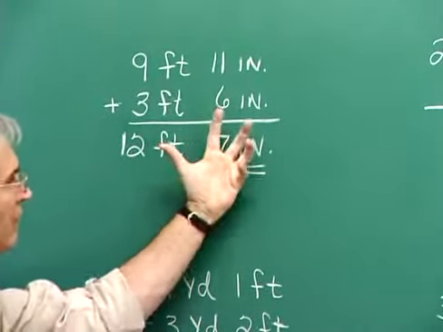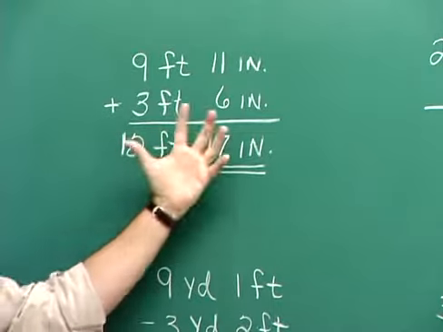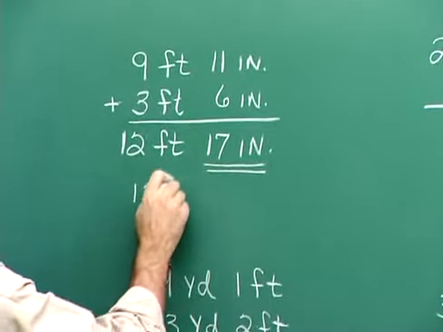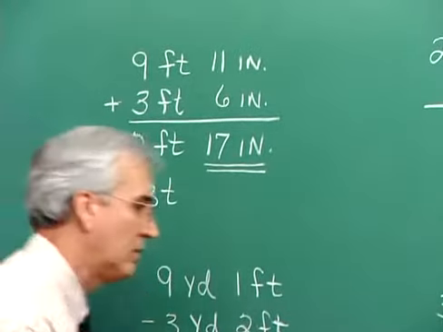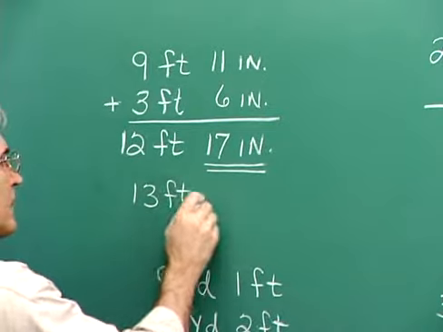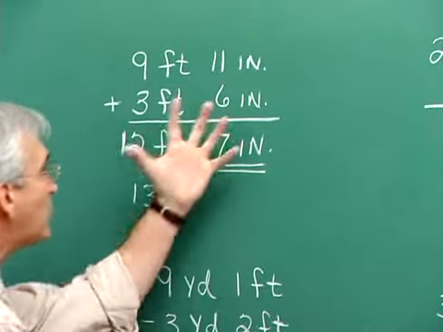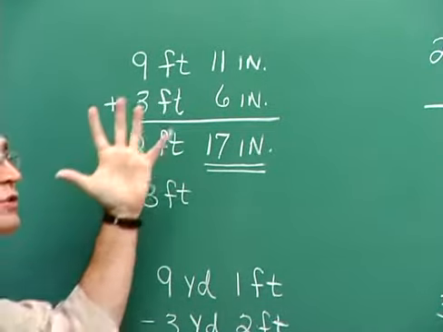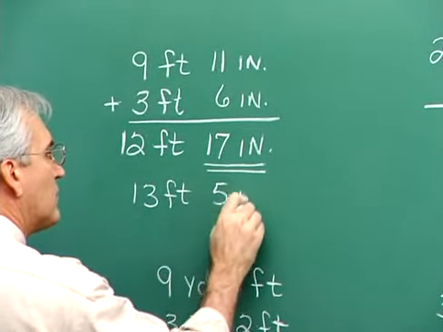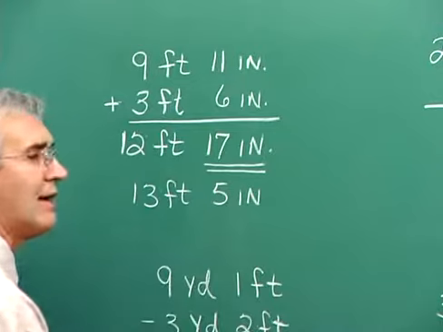So the 12 that we take from the 17 inches is actually 1 foot, and that 1 foot is added here to make 13 feet. Oops, 13 feet. And when we take that 12 inches out of the 17 inches, we're left with 5 inches. So we have 13 feet 5 inches.